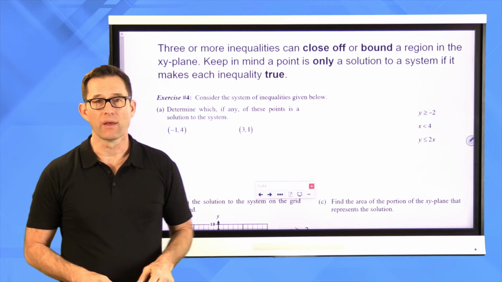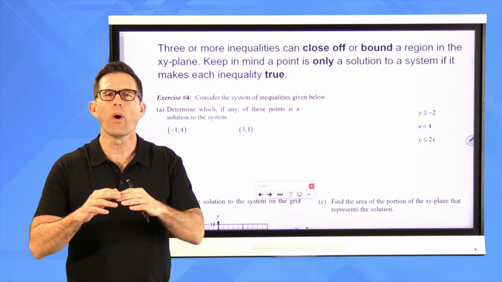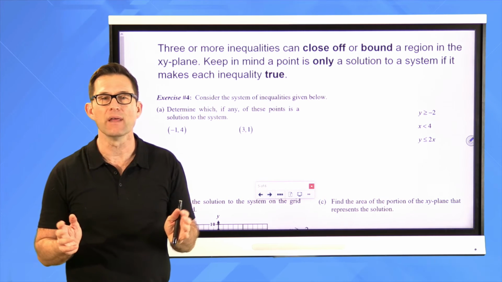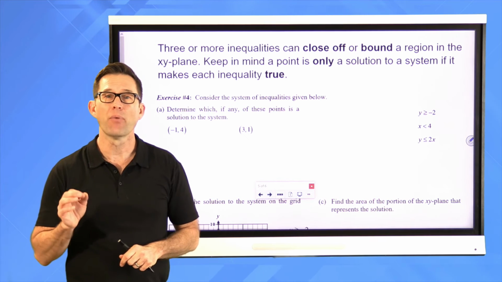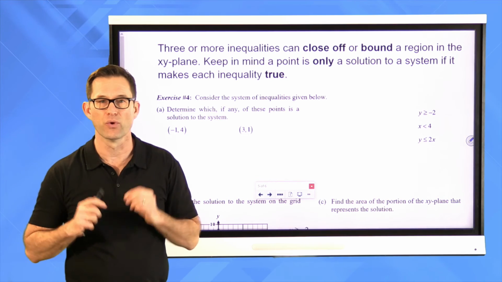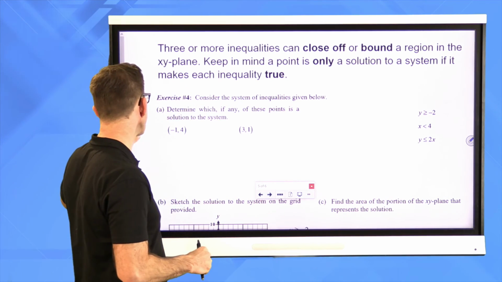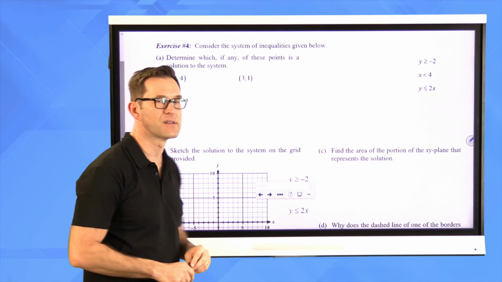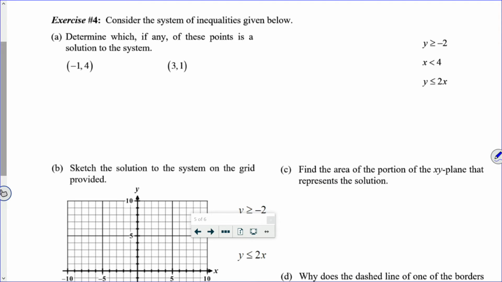3 or more inequalities can close off, or what we call in math, bound a region in the xy plane. Keep in mind, a point is only a solution to the system if it makes each inequality true. So let's take a look at exercise 4, where we've got 3 inequalities that we're graphing. Consider the system of inequalities given below. Y is greater than or equal to -2, x is less than 4, and y is less than or equal to 2x. Letter A, determine which, if any, of these points is a solution to the system.